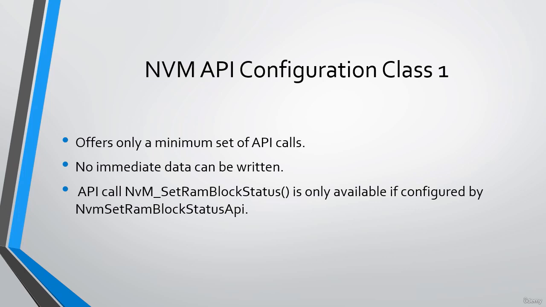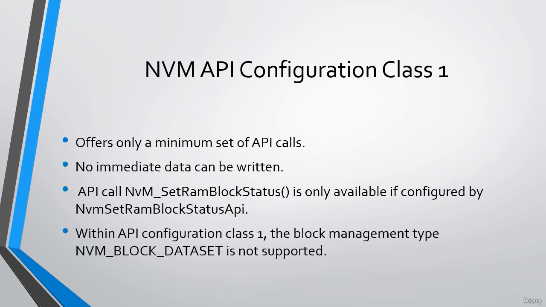Now the API called NVM set RAM block status that we have actually discussed briefly is only available if we configure it by setting the configuration parameter NVM set RAM block status API. So to get this API in this configuration class, we have to enable this configuration parameter. Now within API configuration class 1, the block management type NVM block dataset is not supported. So we will not be able to use the NVM block dataset type when we only have configuration class 1 with us.